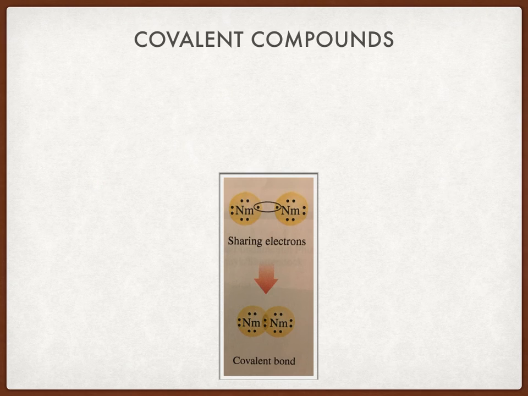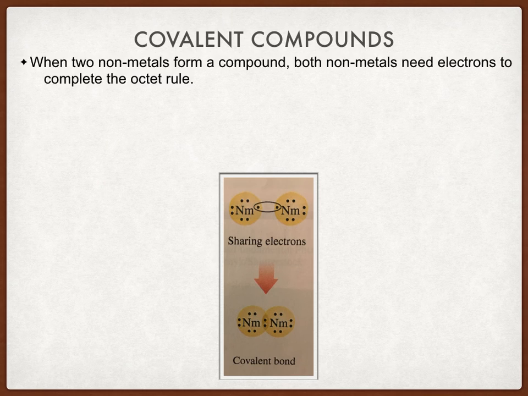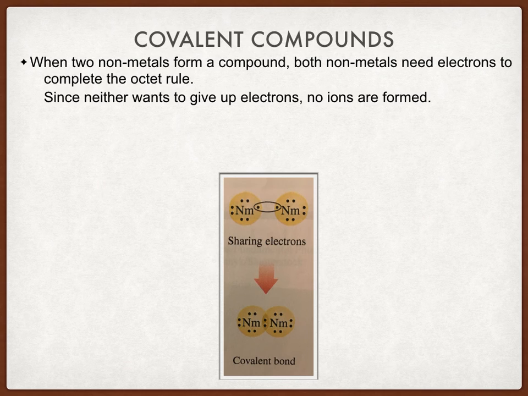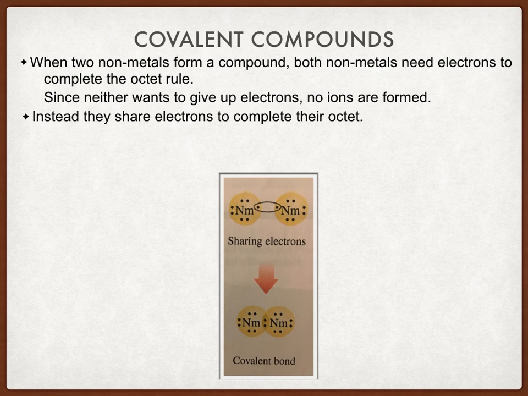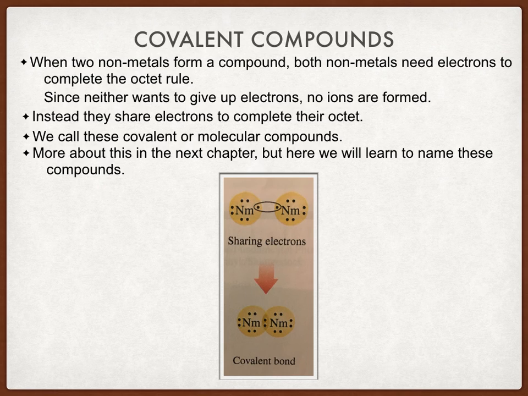And just a reminder, covalent compounds are a result of the covalent bond that's formed between two non-metals that share electrons to complete their valence shell. So again, when two nonmetals form a compound, both nonmetals need electrons to complete their octet. Since neither wants to give up electrons, no ions are formed. Instead, they share electrons, and we call these covalent or molecular compounds.